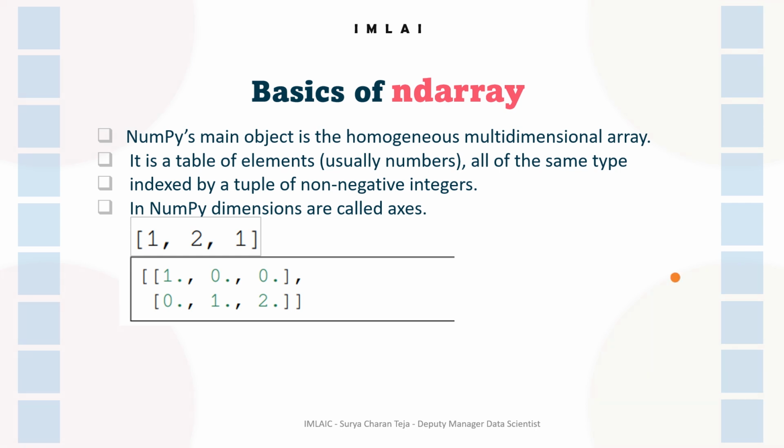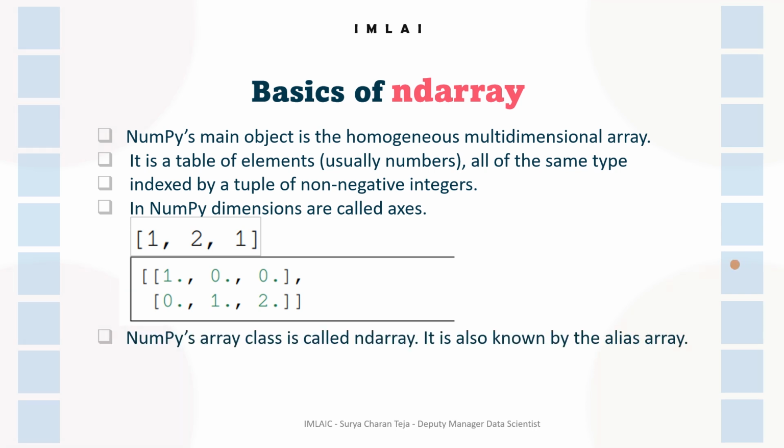So NumPy's array class is called ndarray. It's also known by the alias array. Some people simply call it an array, but data science purists specifically mention ndarray. Even I would like to say ndarray, not array, because if we say array, there will be huge confusion. When you say ndarray, it would be very clear.